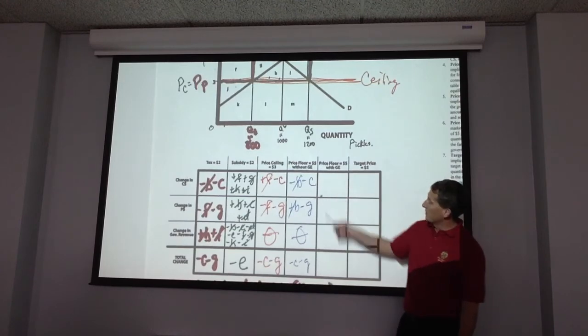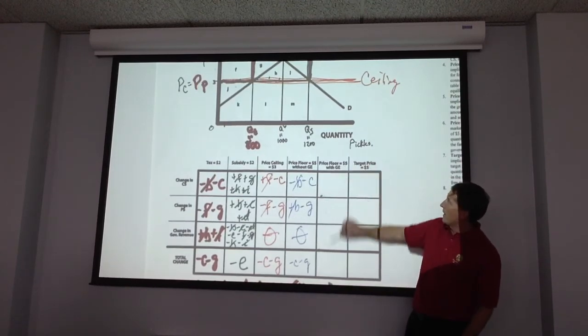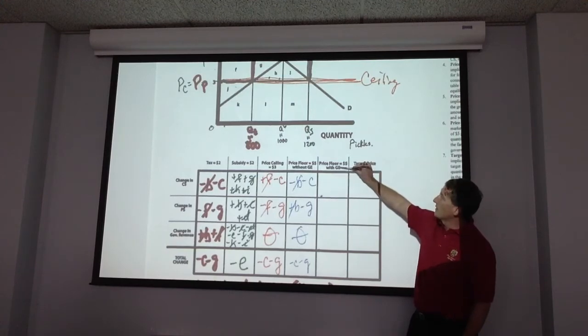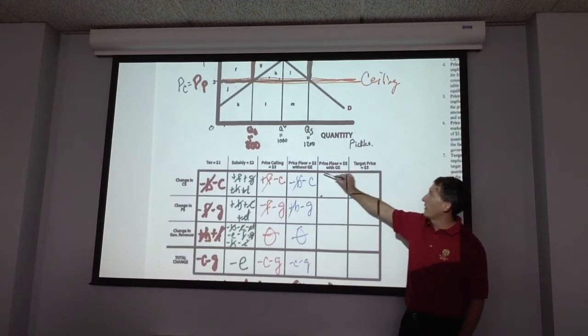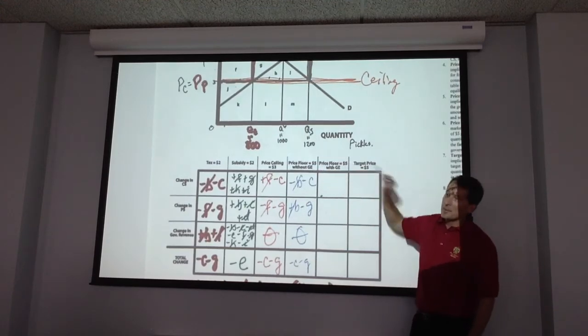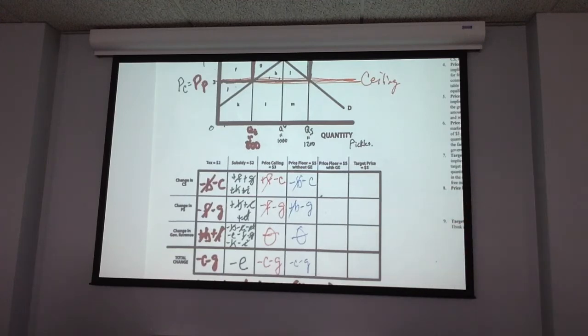So this next column is a real life story based on what the government did back then, and that was to buy the surplus. So what this is, price floor equal to $5 with government expenditure rather than without it. So the government's going to buy the surplus pickles in this case.